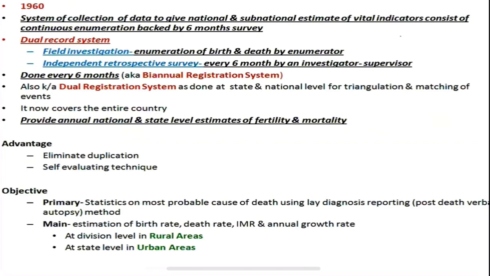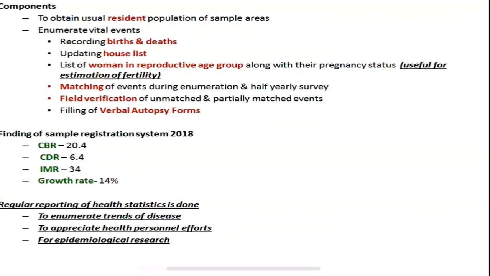So this sample registration system, I hope it is clear, guys. We estimate the birth rate and death rate under the enumerator in field investigation. In independent retrospective study, it is followed by 6 months under investigator or supervisor. We estimate the vital indicators of the population: birth rate, death rate, infant mortality rate, and the annual growth rate. We also update the house list, we do the matching, verification, and also very important, verbal autopsy forms are filled to know the probable cause of death.